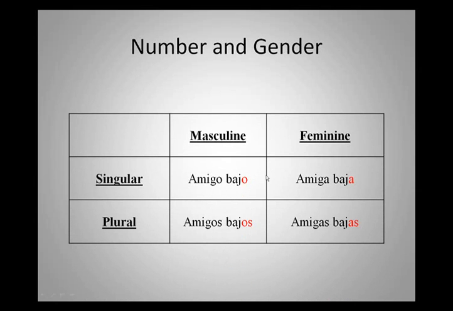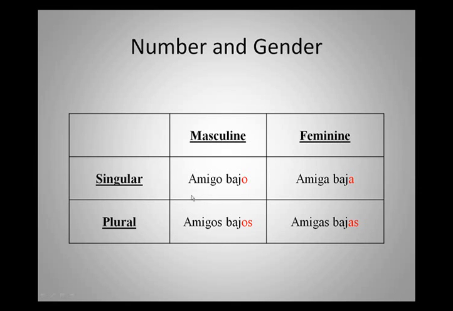Let's look at number and gender. Okay, so adjectives change for number and gender typically. Not every adjective is going to change for number and gender. We'll see that in a second. But most adjectives are going to have 4 different forms. So this adjective that describes the noun amigo is going to be amigo bajo, short friend, amiga baja, short friend that's a girl, amigos bajos, short friends or group of friends, okay, amigas bajas, short group of friends that are all girls. So all these girls that are my friend, they're short.